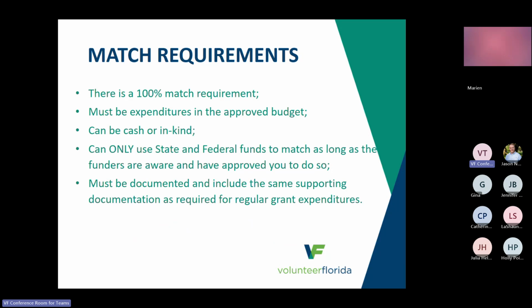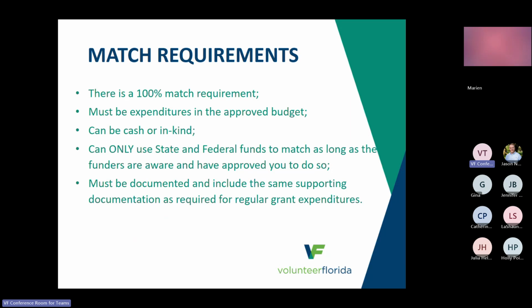All right, as you already know, there is a 100% match requirement to this funding and you'll be required to meet that match. Any portion of the match that is not met will decrease the amount of grant funds that you can receive. The match expenditures reported, again, must be in your approved budget. They can be cash or in kind and must be documented with the same required documentation as the RCAF share, and we will go over that later in the presentation.